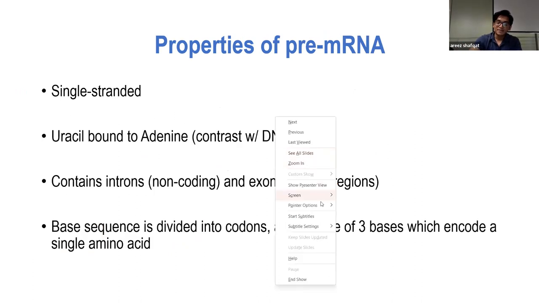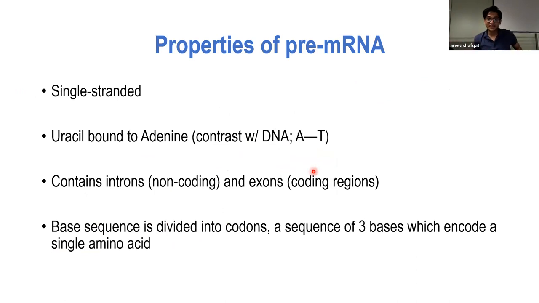Now, the next few slides just focus on some differences between mRNA and DNA. As you know, mRNA, or RNA in general, is single-stranded. RNA contains uracil instead of thymine. Pre-mRNA specifically contains introns and exons, and these introns are removed by a process called splicing.